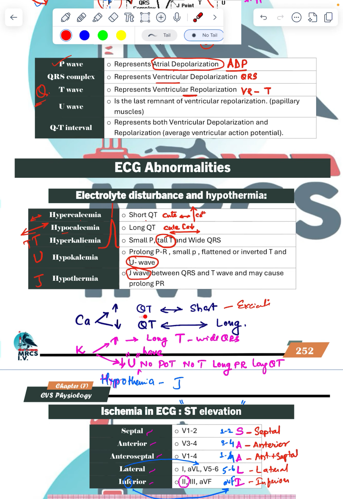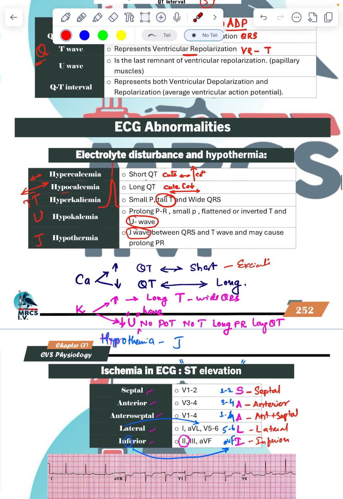Calcium increase, QT short, calcium decrease, QT prolonged. Increase potassium, tall T waves, wide QRS complex. Decrease potassium, flat T wave, U wave is there, long PR and long QT.